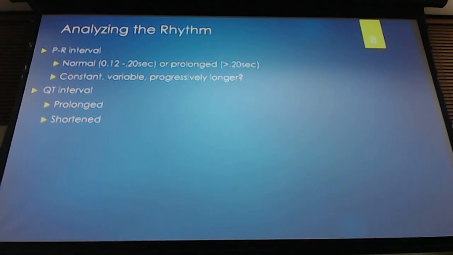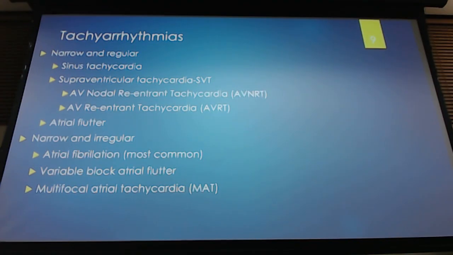QT intervals, prolonged or shortened. We know that normal QT intervals are 350 to 450 for males, 360 to 460 for females, or we think about half of the R to R. That's all the things that you have to look at every single time that you're looking at the rhythm. Okay. Now, let's look at our tachyarrhythmias.